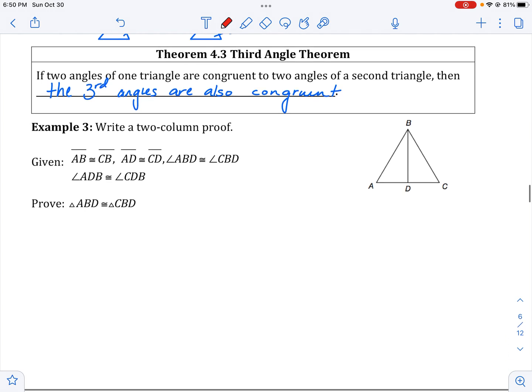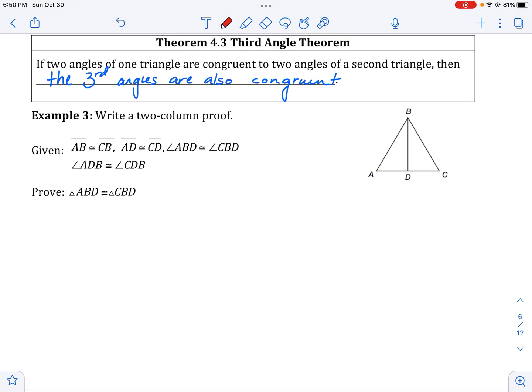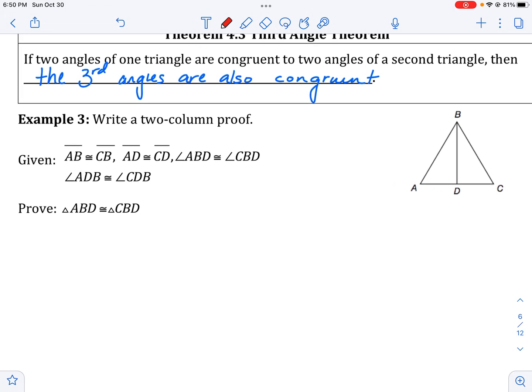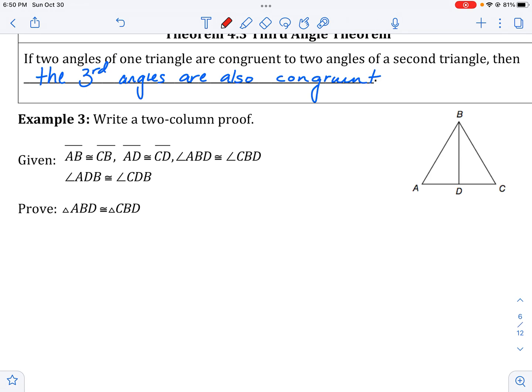So writing a proof. How do I prove that two triangles are congruent? I need three congruent sides. I need three congruent angle pairs. So let's talk about our two triangles. I've got one on the left, and I've got one on the right. I've got these two triangles here.